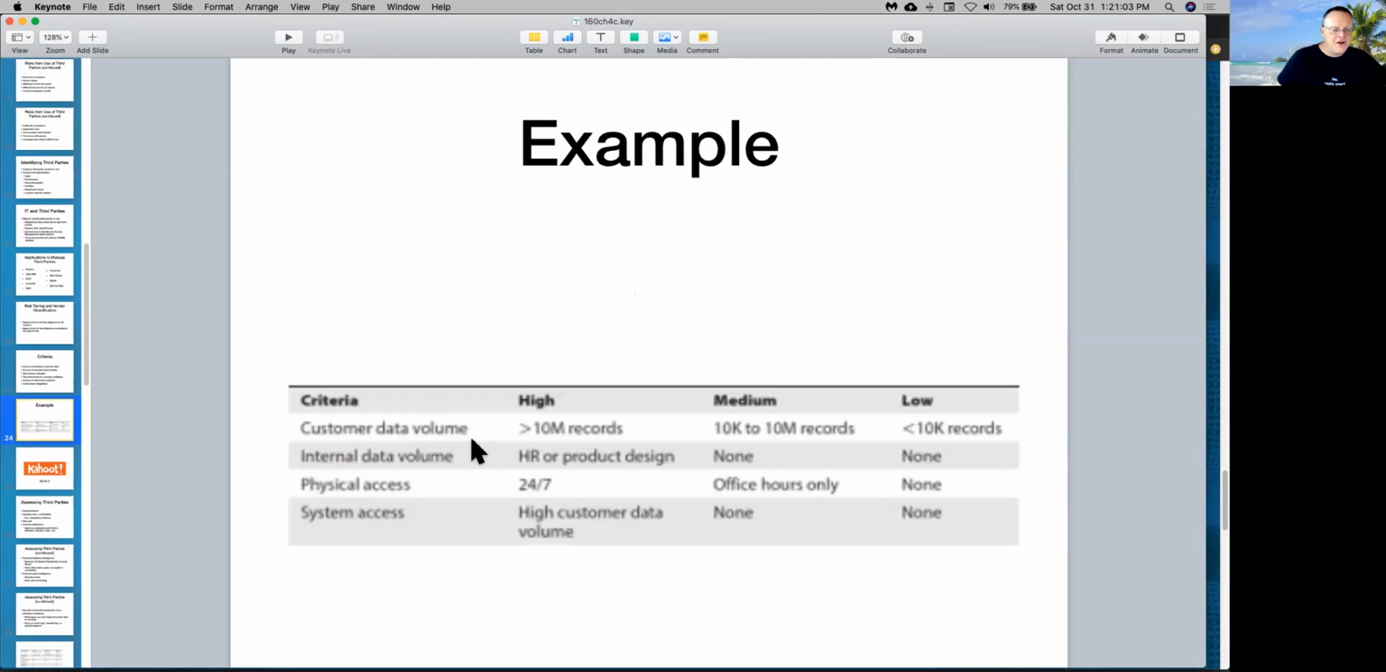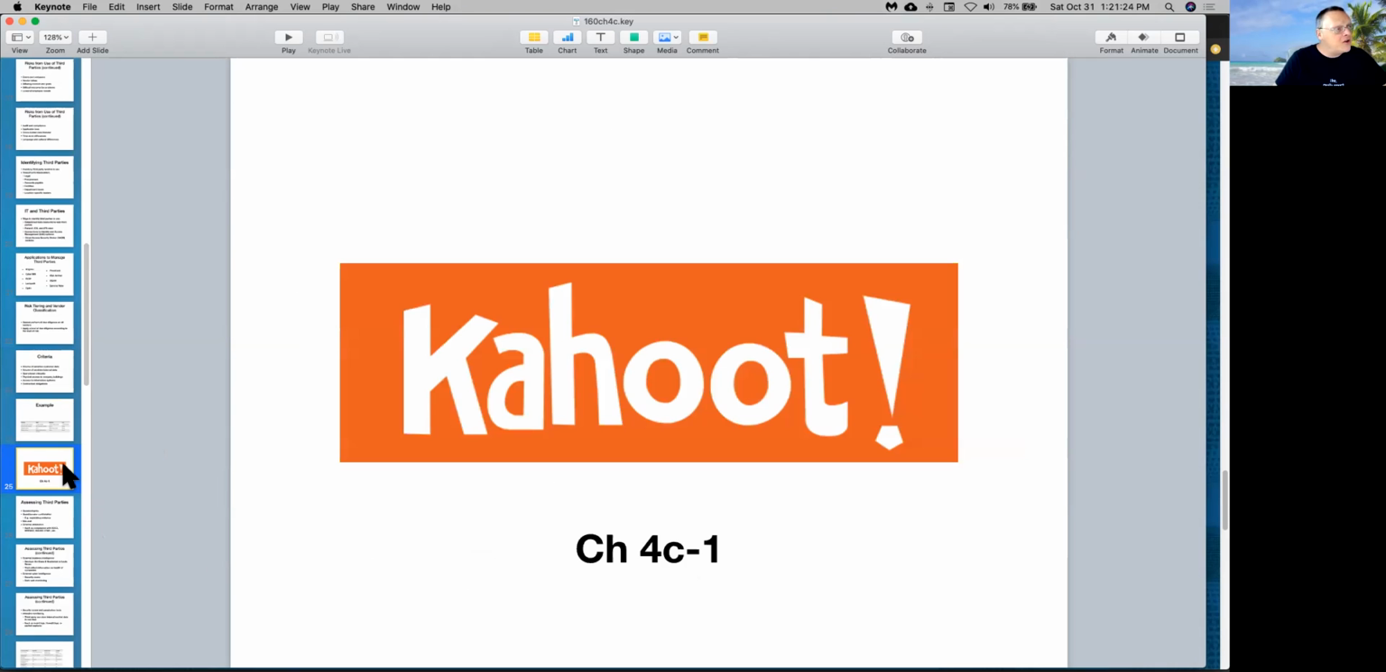So you might consider customer data volume more than 10 million records. That's high. Here's medium, here's low. How much internal data volume, physical access, and system access. These are the kind of things you will consider in deciding whether this vendor is a high risk or a low risk, or high criticality is probably the thing to say. And then you can expend your efforts making sure that the highly critical outsourced vendors are obeying your rules.